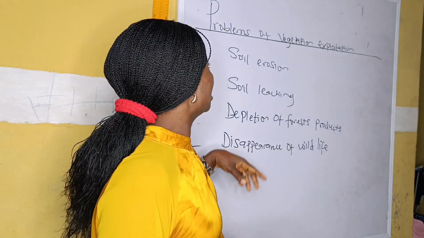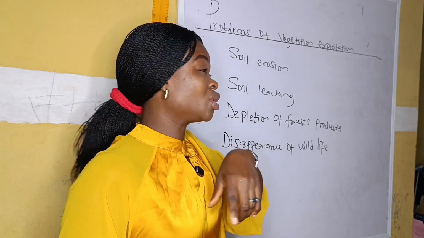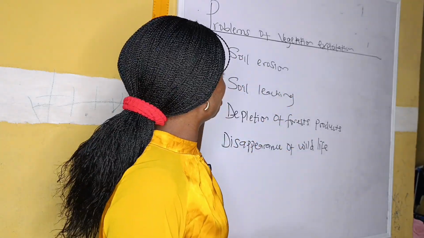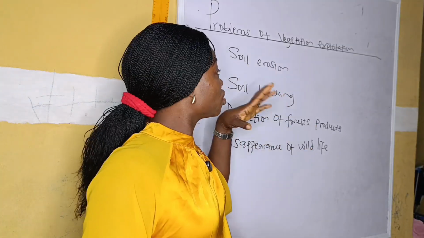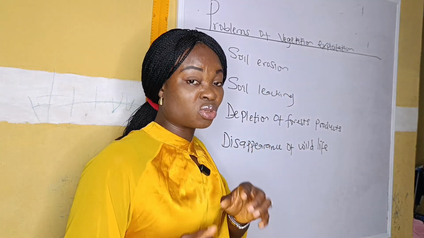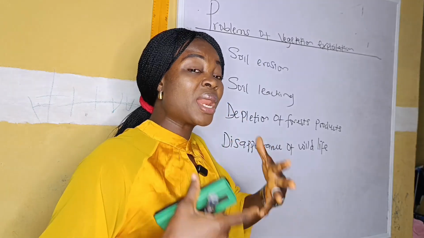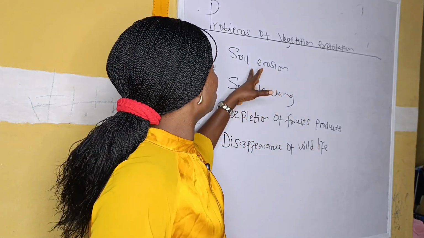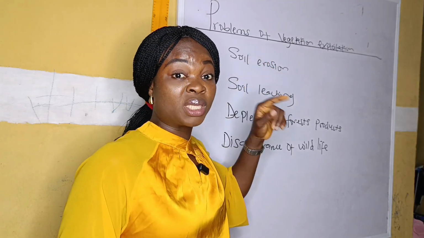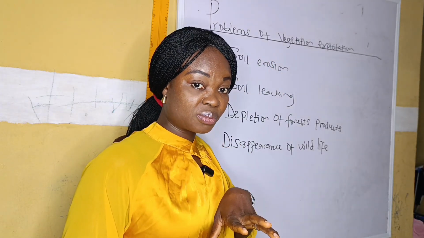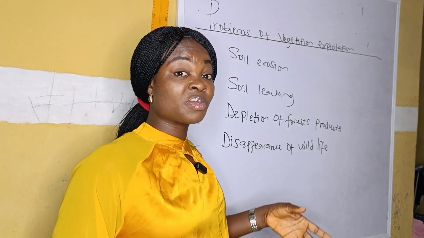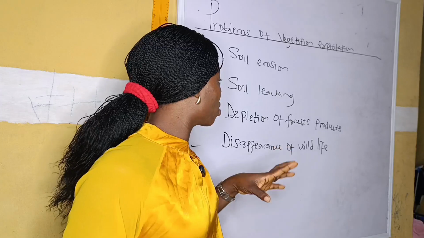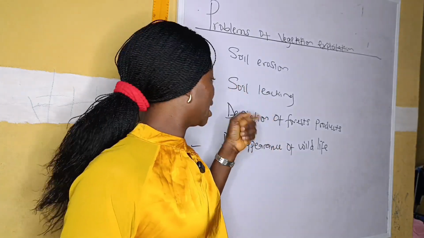Don't forget I told you that when you're talking about the problem and solution, the solution must be commensurate to the problems. Okay, you don't just list solutions. What are the solutions to soil erosion? For soil erosion, once there's cutting down of trees, there should be replacement or replanting of new trees so that it will reduce soil erosion in places where trees have been cut off. For soil leaching, there should be replacement of trees when cut down and also cover crops. There should be planting of cover crops to avoid soil leaching.